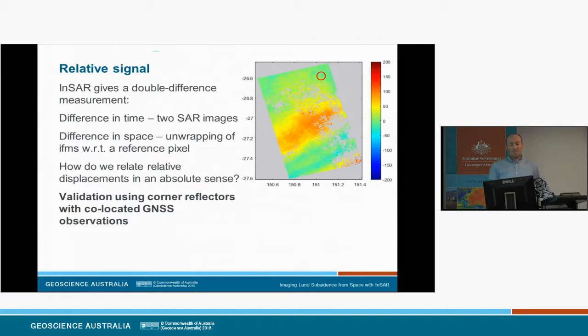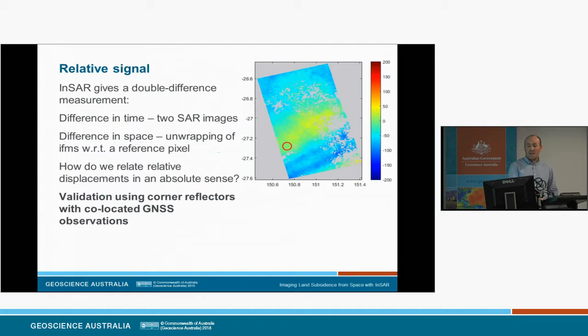Another important concept is that the InSAR gives us a relative signal, and that's because it's a double difference measure. So I've already talked about the difference in time that's recorded in the interferogram, but there's also a difference in space. And this arises because of the unwrapping procedure that we use on the interferogram. So during that unwrapping, we must choose a reference pixel somewhere in the interferogram from which we propagate out the phase values. So that pixel would be 0. And depending on where we choose that reference pixel, the character of the unwrapped interferogram can look quite different.